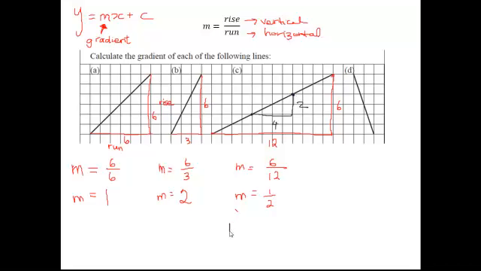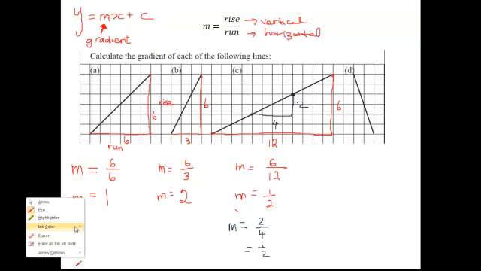So if I calculated it that way, I would get rise over run, 2 over 4, which still simplifies to a half. Okay, so it doesn't matter which points you pick, because when you simplify, you'll get the same answer in the end. All right, let's do the last one together, D.